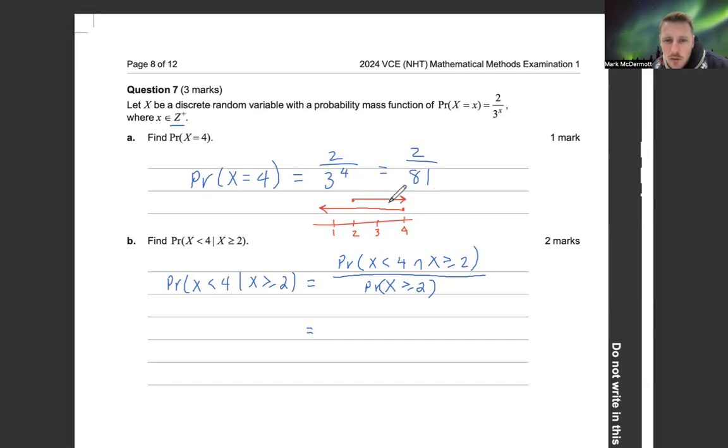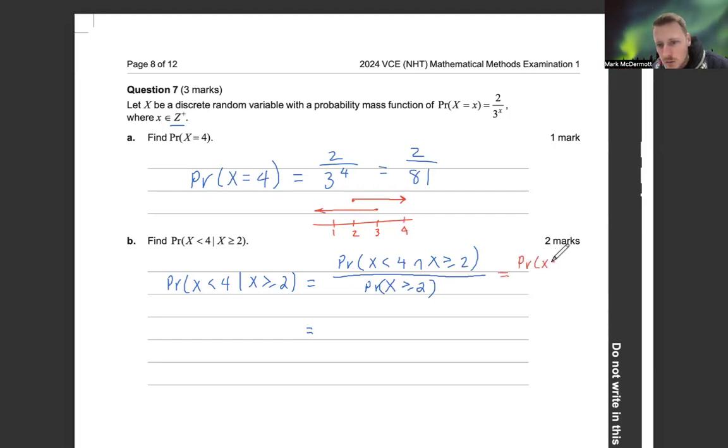So the only part where they overlap is 2, 3, and 4. Greater than or equal to 2, less than 4. Okay, not including 4. So really, since it's discrete, if it's a discrete random variable, then it's just 3 and below, right? So the only place they overlap is actually at 2 and 3.